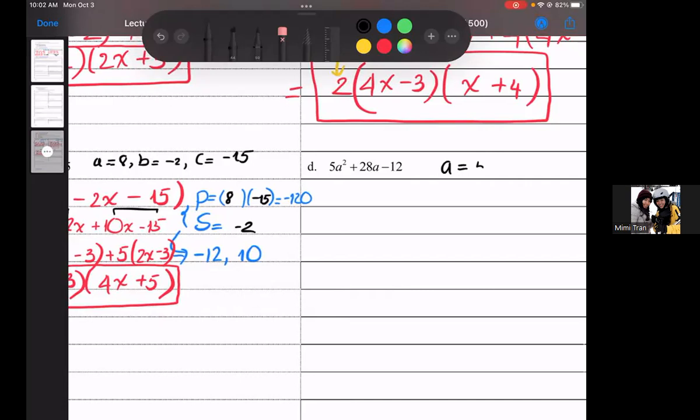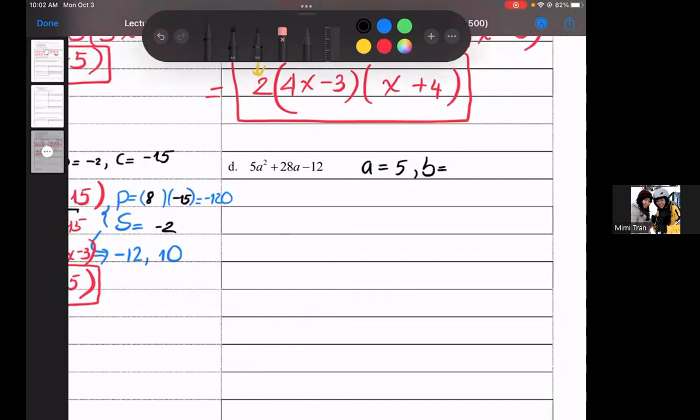A is 5, B is 28, and C is negative 12. The product is A times C, which is 5 times negative 12. 5 times negative 12 is negative 60. Thank you, Maddie. And then the sum is 28.